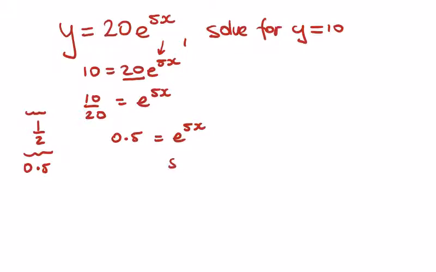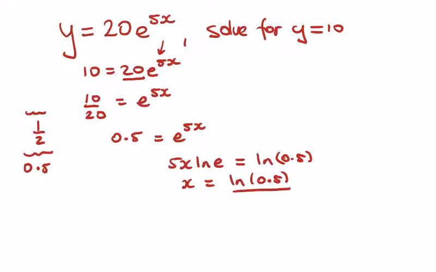So using ln, we're going to get 5x ln e is equal to ln 0.5 using our natural log rules. So x is going to be equal to the natural log of 0.5 divided by this 5, natural log of e is equal to 1. If you want to write 5 ln e, you absolutely can. And typing this into the calculator, you're going to get x is equal to.